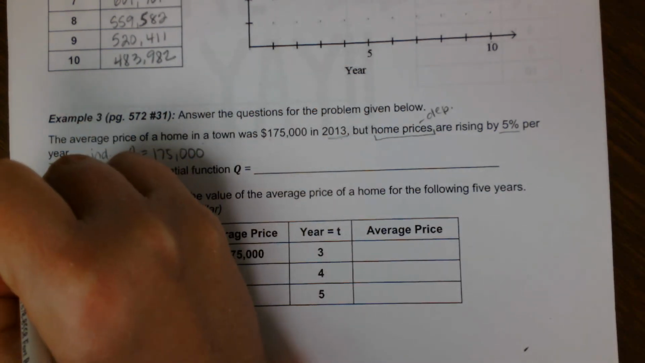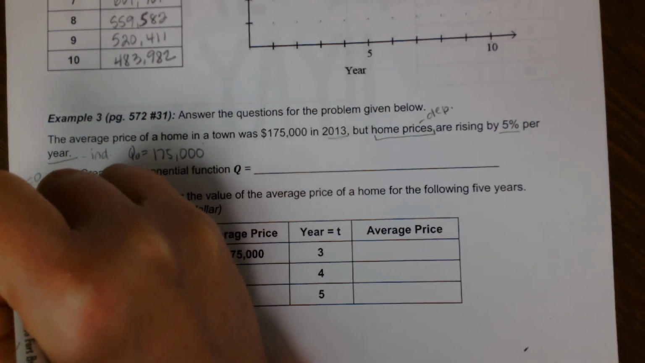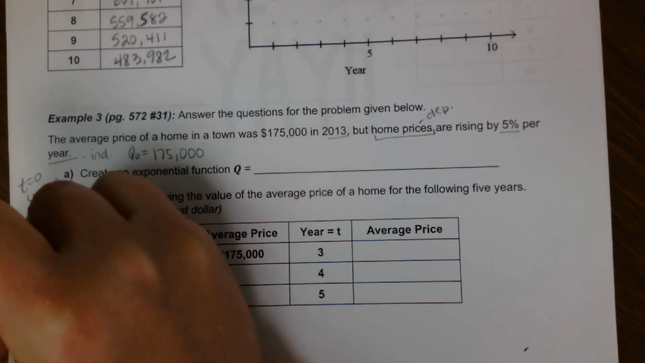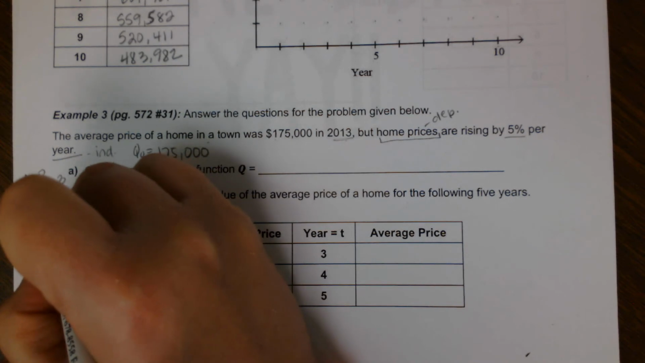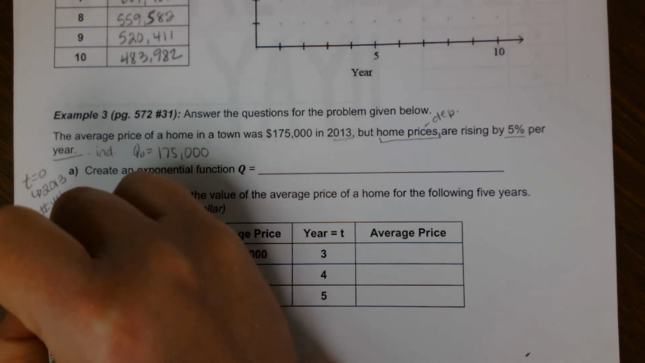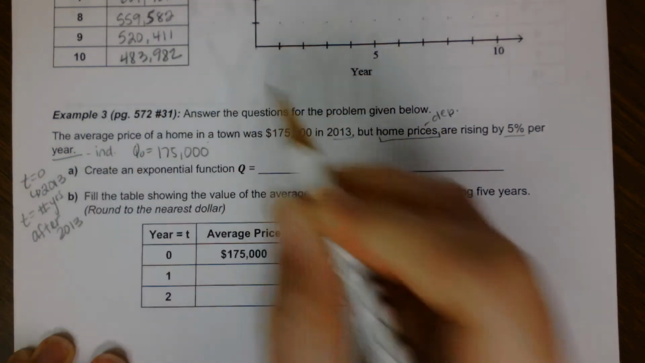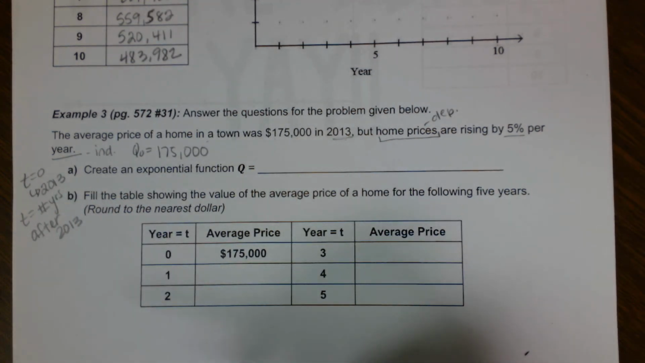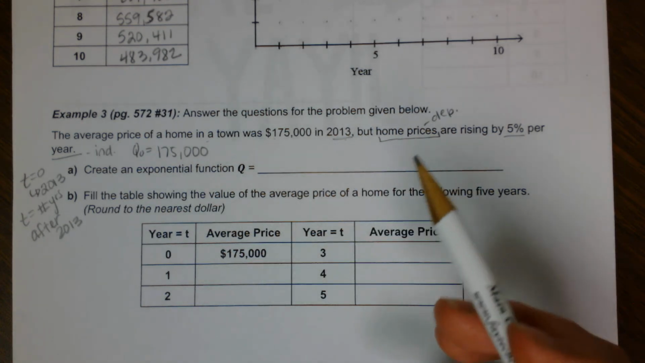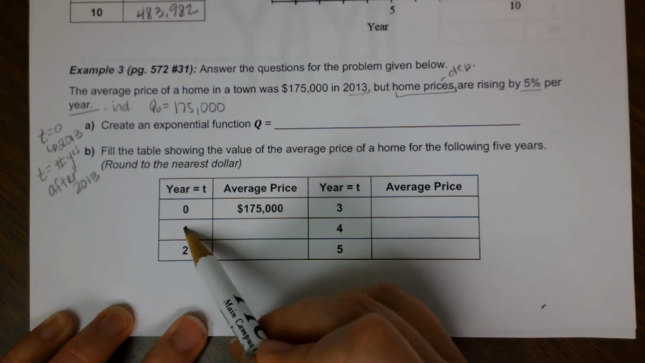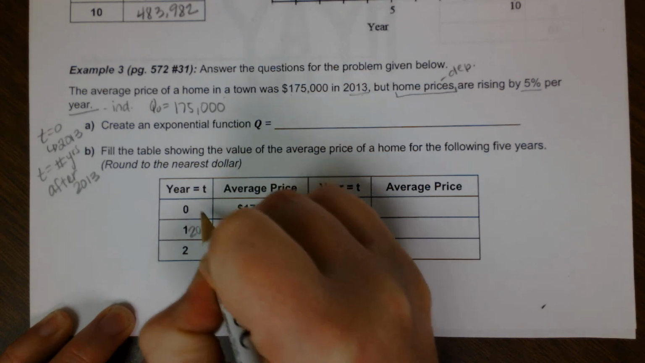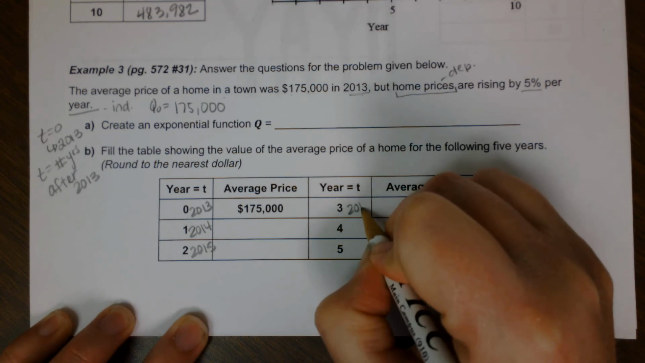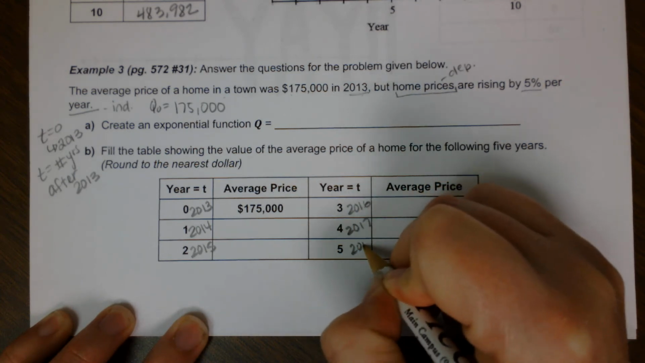So that means T equals 0 is going to be the same as 2013, which means T is going to be the number of years after 2013. So our initial would be 2013, so 2014 would then be 1 year after, 2015 would be 2 years after, and so on. So we see down here 1 year after would be 2014, because this is 2013. So this would be 2015, this is 2016, 2017, and 2018.